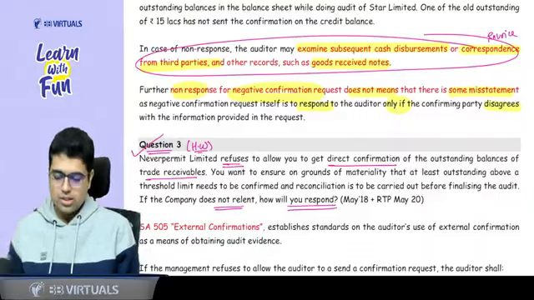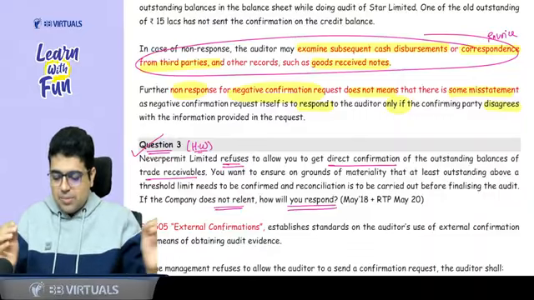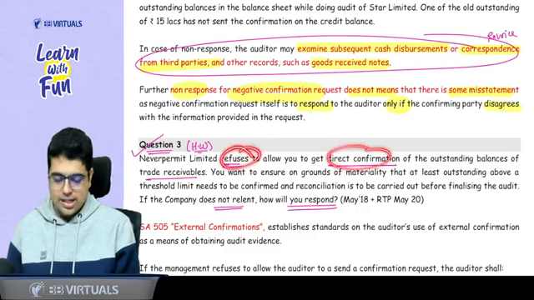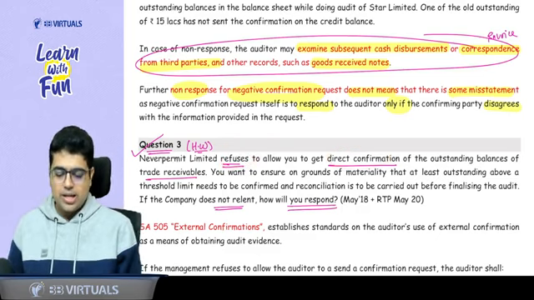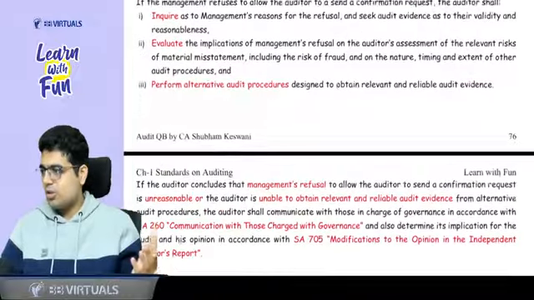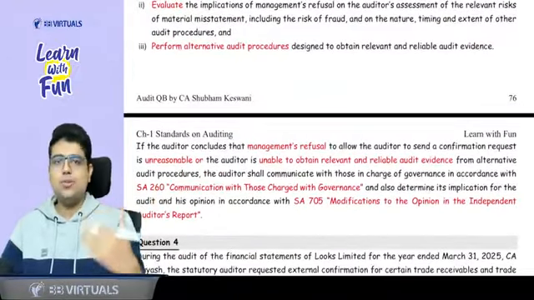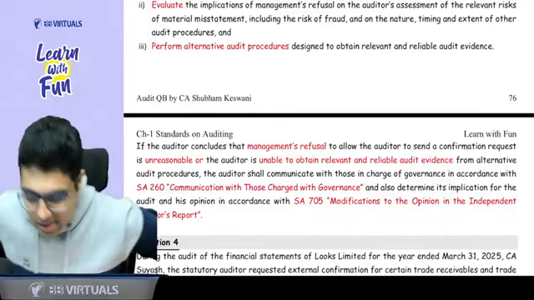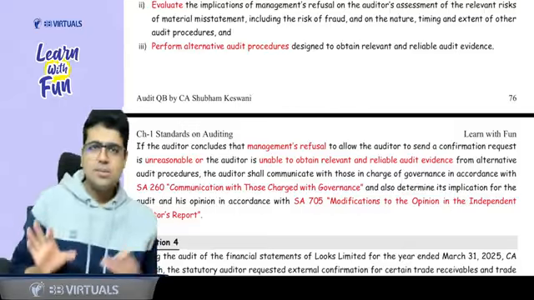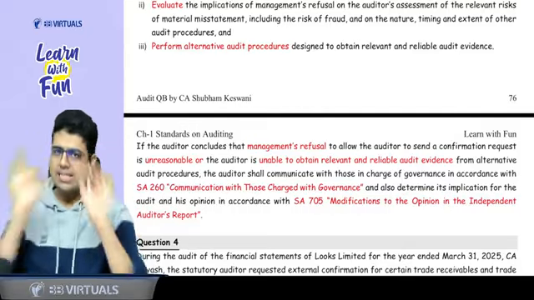It is a direct question which says that Never Permit Limited is refusing you to send a direct confirmation, and if management is not agreeing, how will you reply? So you only have to talk about this concept of management refusing to send a confirmation request. Clear, sir. So see, whatever concepts are there in your study materials, we have revised them properly.